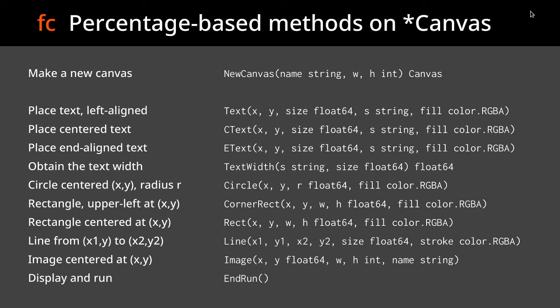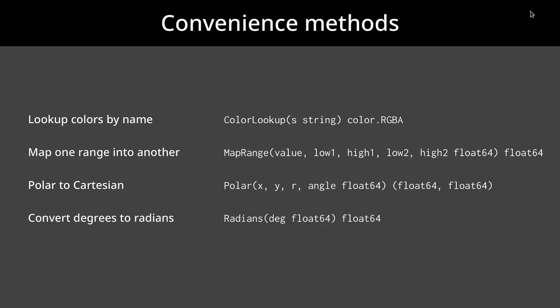Next, you've got your graphical elements, circles, where you specify the center and the radius. Obviously, for fill color, you use color.RGBA. You've got a couple kinds of rectangles where you specify the center as well as the upper left corner. You've got lines and images. And finally, you've got the end run, which is just a wrapper to Fyne's methods show and run.